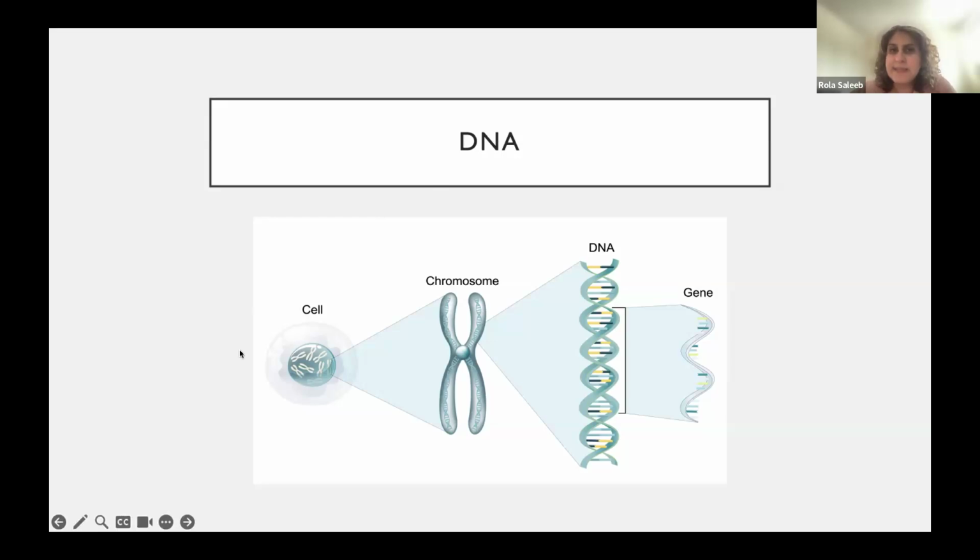Let's talk about the DNA itself, because that's the second most common molecular marker that we do test. So you have your cells. Each cell has your 46 chromosomes, and then each chromosome, you can spread it out into DNA. Each chromosome is formed of the DNA. And the DNA is formed of genes, many genes. And each gene usually gives you, as I implicated before, RNA and then protein.